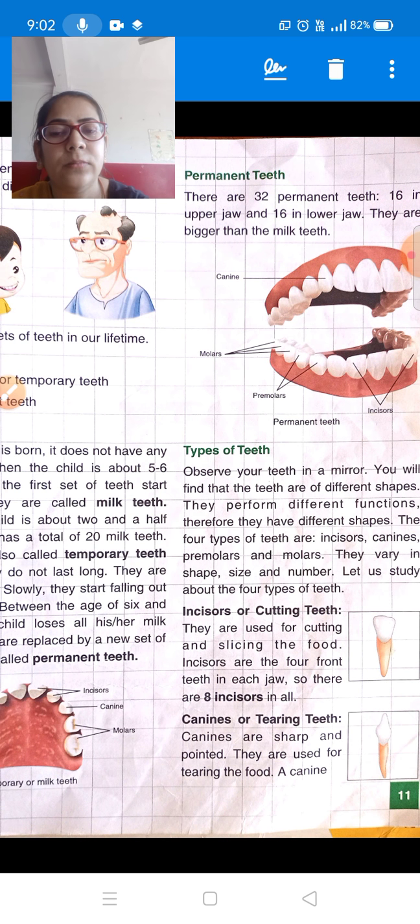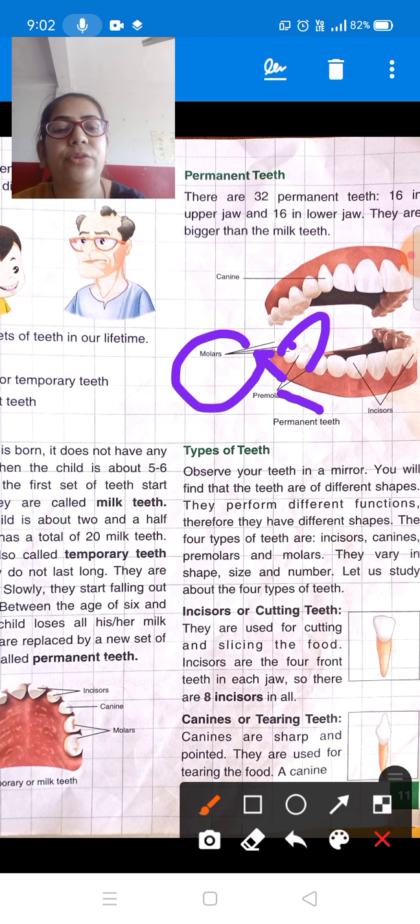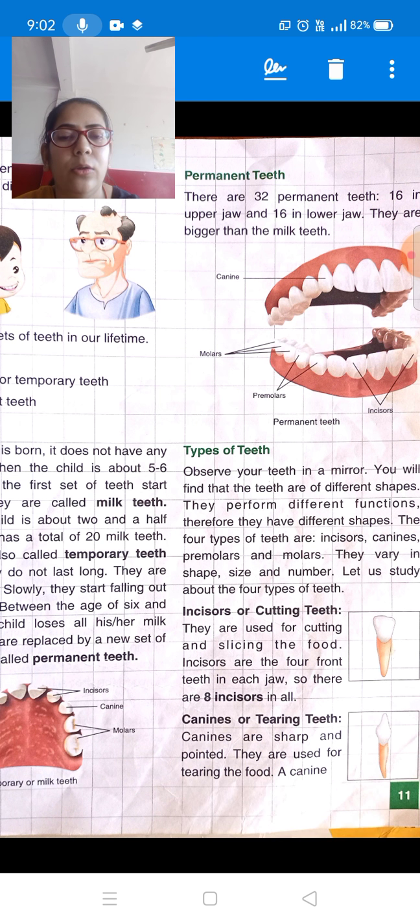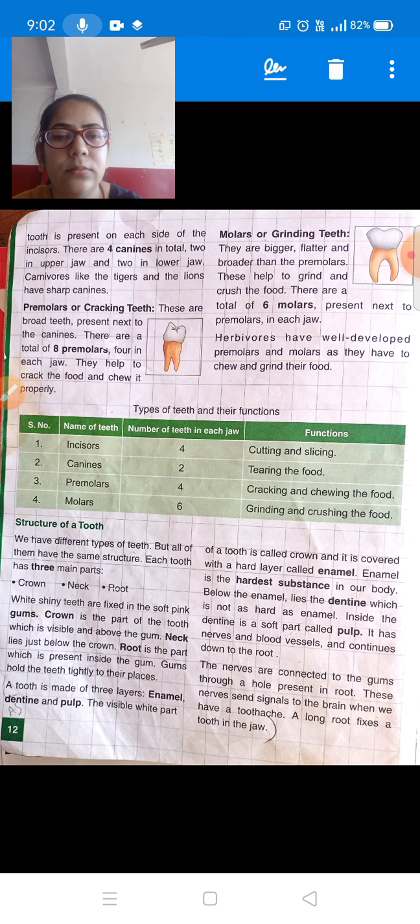See students, if these are premolars, then next to the premolars are the molars. In the far corner of our mouth these molar teeth are present. In each jaw there are 6 molars, 3 on this side of the premolars and 3 on this side of the premolars. In one jaw there are 6 molars, and in the other jaw also 6 molars, which means there are 12 molars in total.